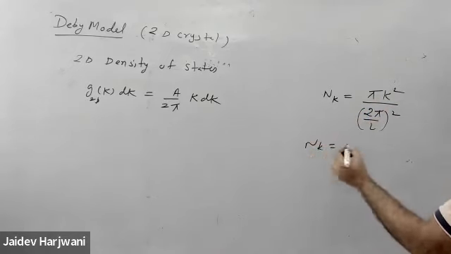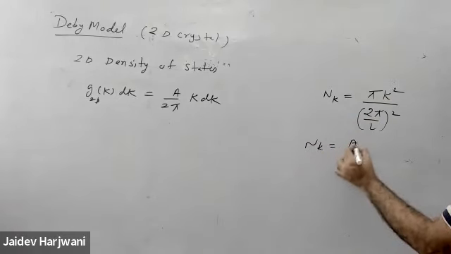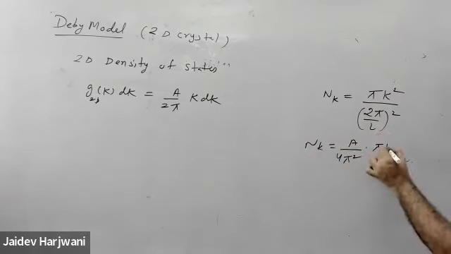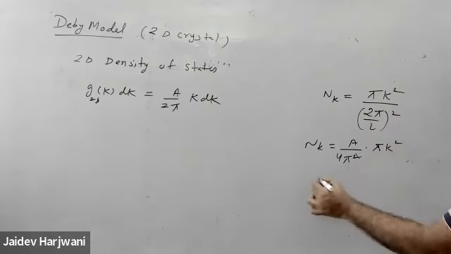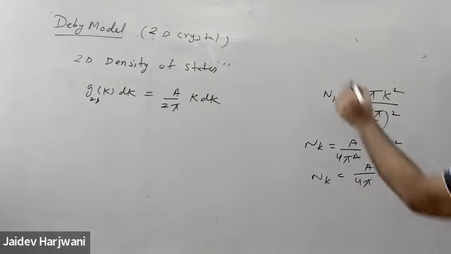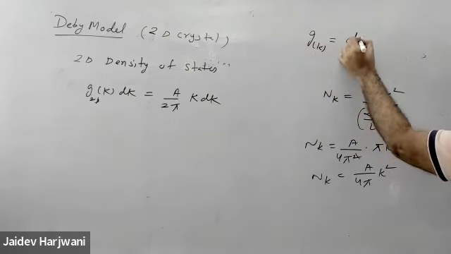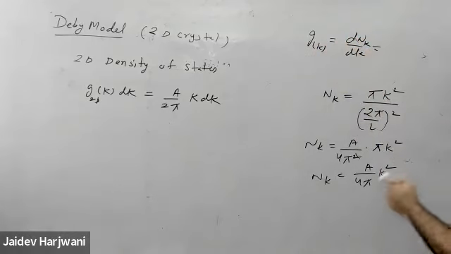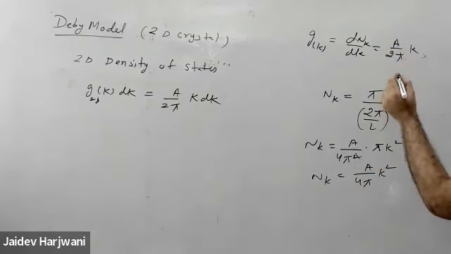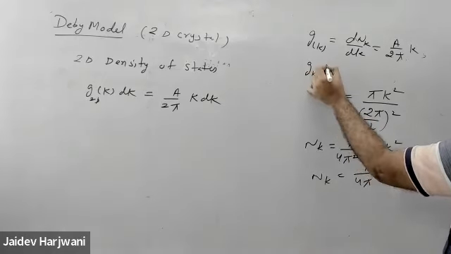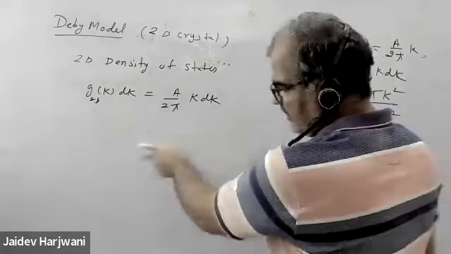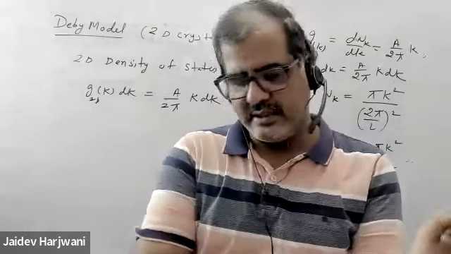So n(k) will be what? The number of states: L square, that is A, divided by 4 pi square, times pi k square. Now pi cancels, so you have n(k) equal to A upon 4 pi k square. Now you want g(k), which is nothing but dn(k) upon dk. So if you differentiate this one, you'll get A upon 2 pi k. And if you want g(k) dk, that will be simply A upon 2 pi k dk. So you will not need to remember. If you forgot, you can easily calculate. Are you getting what I'm saying?